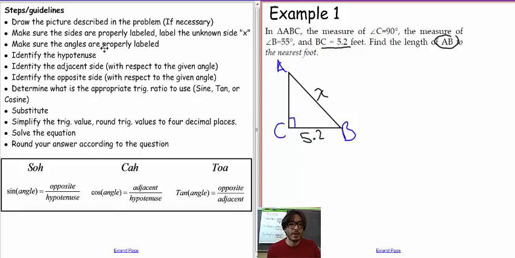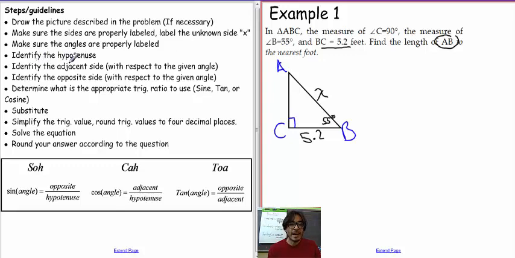Okay, the third step says make sure the angles are properly labeled. So we already labeled angle C 90 degrees. Now we've got to label angle B 55 degrees. So I'm going to write 55 degrees right over here. So angle B is 55 degrees. So step 1 is done, step 2 is done, and step 3 is done.